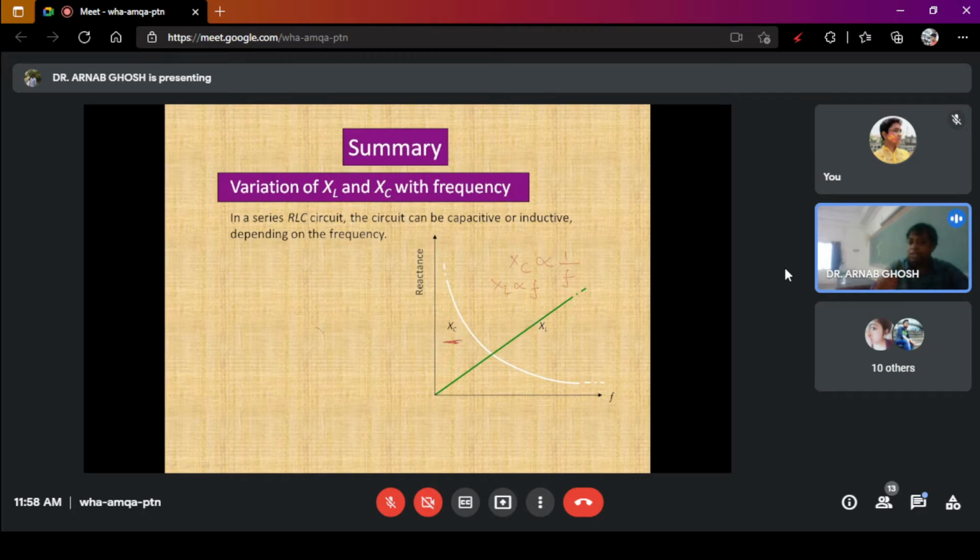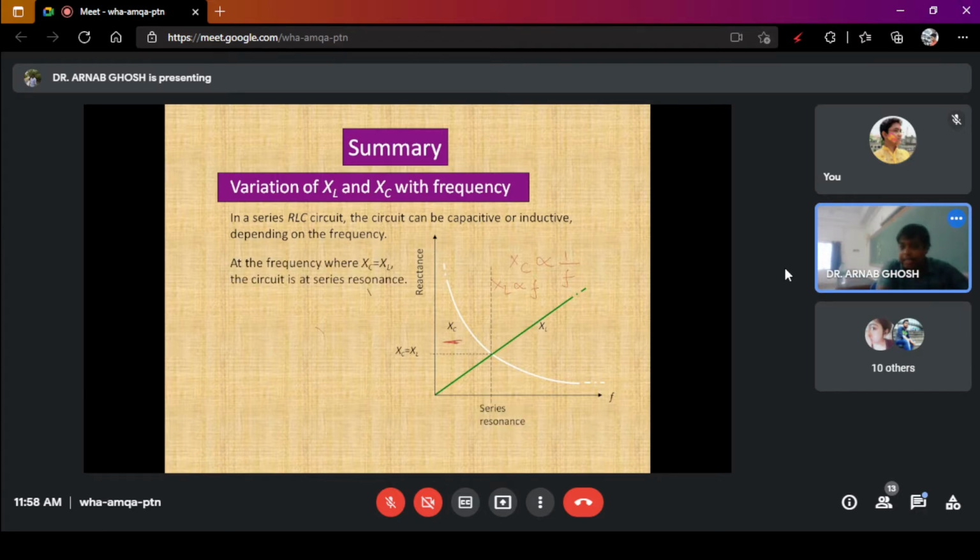Please everybody note this down. This is the nature of the curve, because this comes as your 2 marks question: plot the graph between reactance and frequency for capacitive reactance and inductive reactance, right?